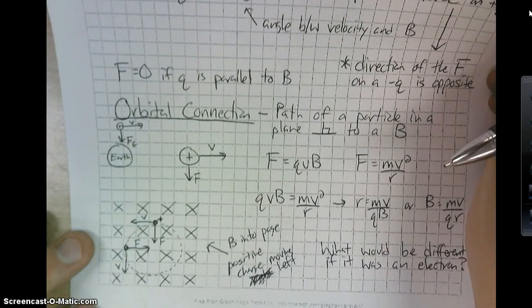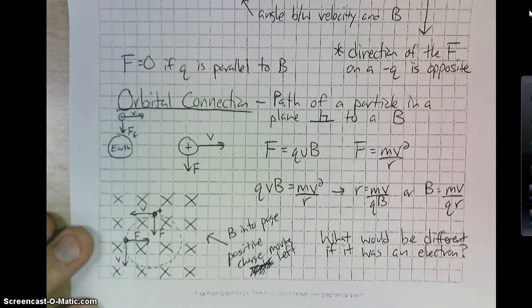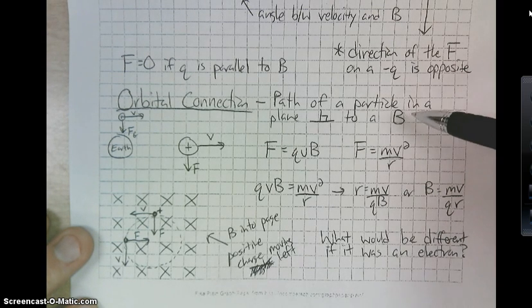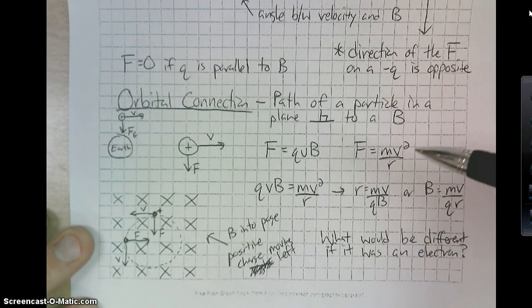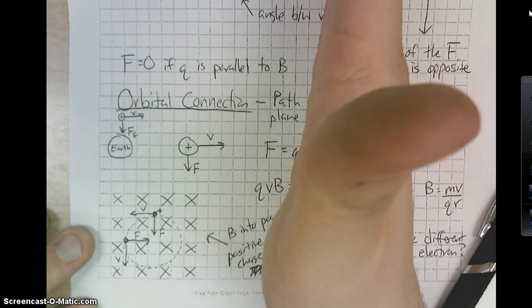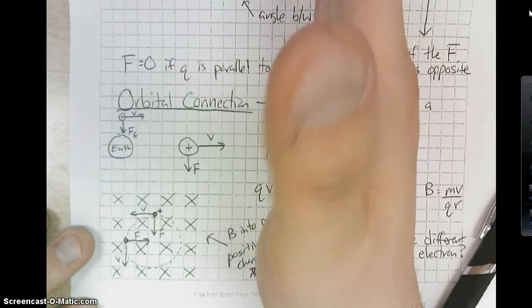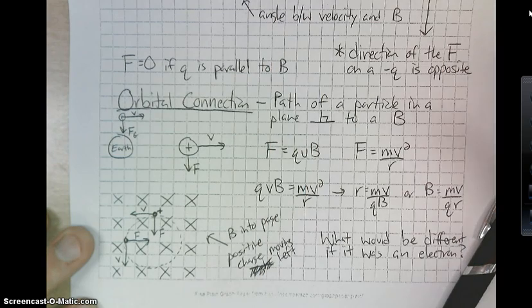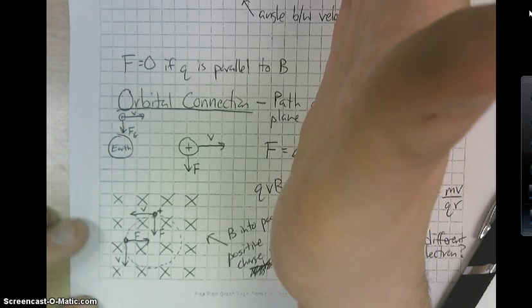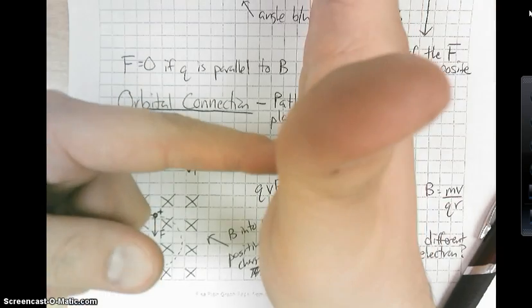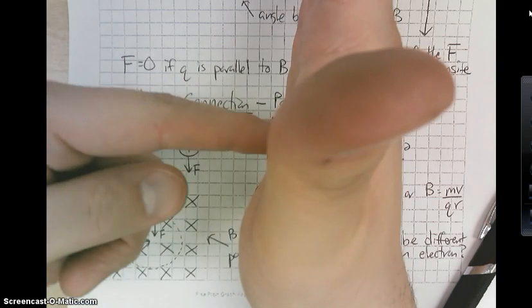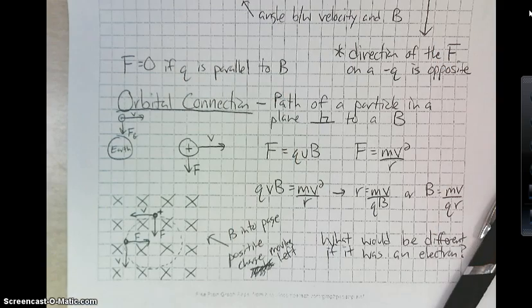Okay, I'm going to pull this up a little bit. Okay, so the path of a particle in a plane perpendicular to a magnetic field. Now, what I mean by that is, let's just think about this for a second. If I use a flat hand rule, my thumb and the field are perpendicular, and my thumb and the angle here with my palm, those are perpendicular.